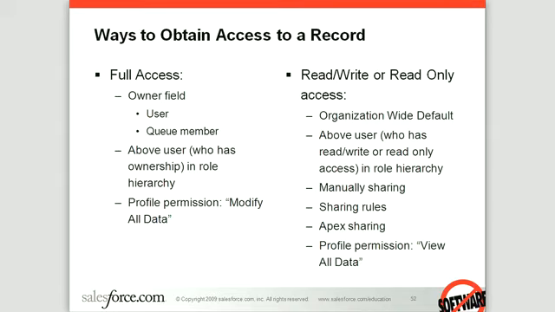There are a number of different ways to obtain these different levels of access. Now, full access is roughly synonymous with ownership. The way that you obtain full access is typically you're the owner of the record. So not only can you edit it and view it, but you can actually make the owner someone else. You can share it with other people, in other words, open up access to it, and you can delete it. You are the owner.